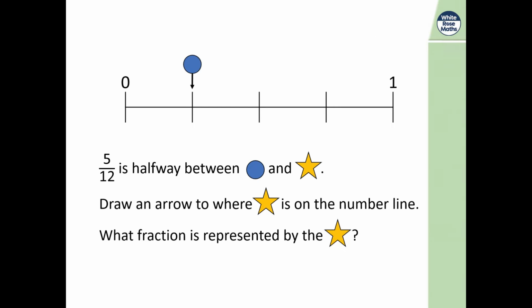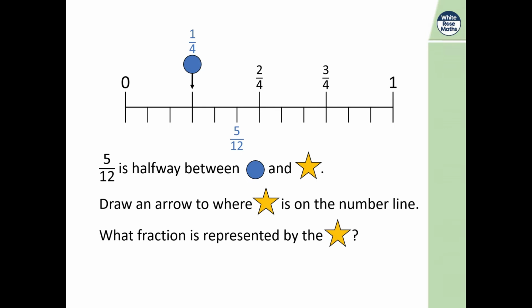How did you get on? So you can see that number line is divided into 4 equal sections, so that would be 1/4 for each section. The blue circle is 1/4. Now it says 5/12 is halfway between the blue circle and a yellow star. If we've got 12ths here, we need to be able to divide this number line into 12 equal sections. To do this, each quarter would need to be divided into 3 parts. This way, we can now find 5/12 on the number line.